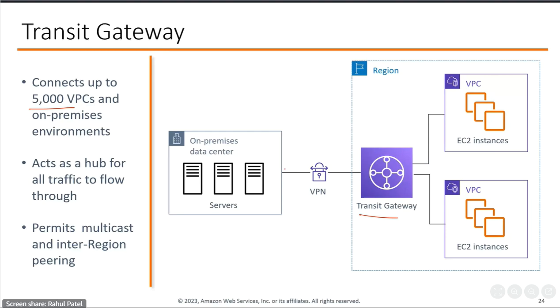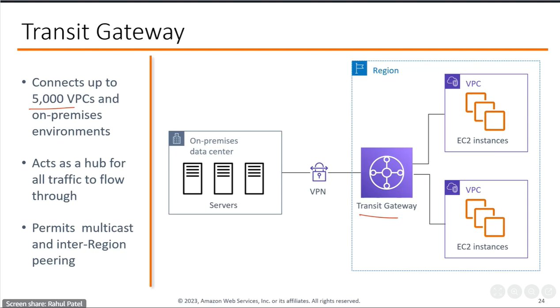So with a single transit gateway, it is going to act as a hub here. Like in a star topology network, we have a central hub and all other nodes are connected with this central hub. Similarly, here we have a transit gateway and all our other VPCs and on-premises network are connected with this transit gateway. So it is going to act as a hub and all the traffic is going to flow through this transit gateway. Again, it permits multicast and inter-region peering also.